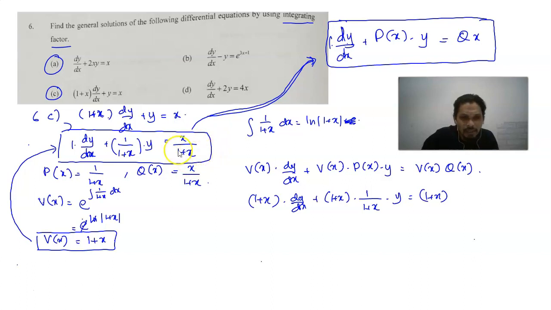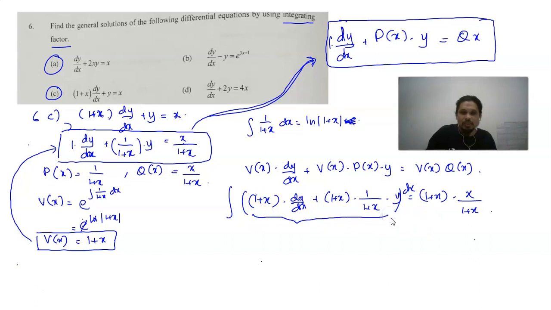Okay, wait a minute. P(x) is 1 over x, and Q(x) is here. This is Q(x) here, multiplied with x divided by 1 plus x. So integral of everything here with respect to x. Actually, these all are the result of the derivative of (1 plus x) multiplied with y.